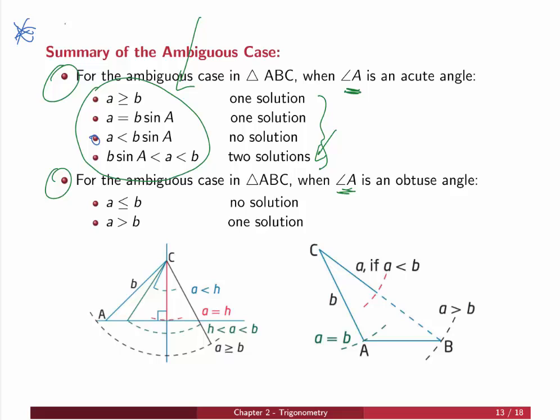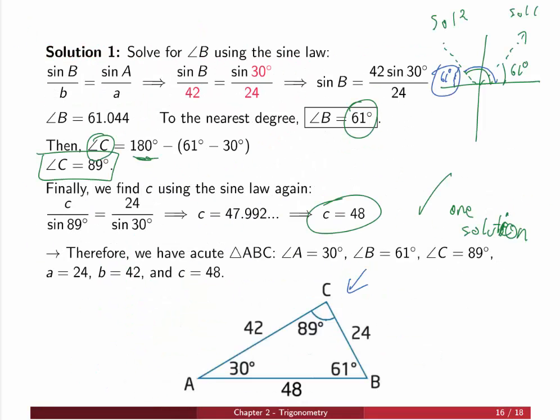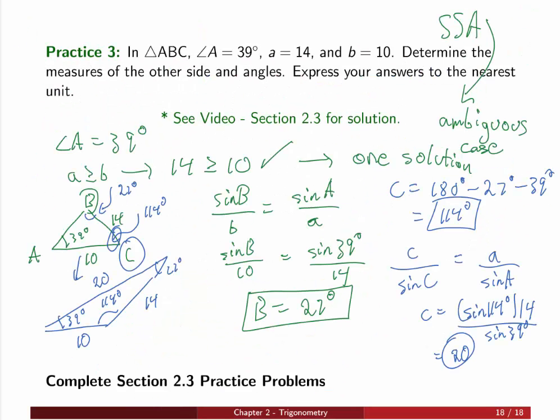Very, very important. If angle A is obtuse, which we haven't gone over, you can see if a is less than or equal to b, there's no solution. If it's greater than b, there's one solution. Go through it exactly how I went through this practice problem. Once again, ask me if you have any questions.